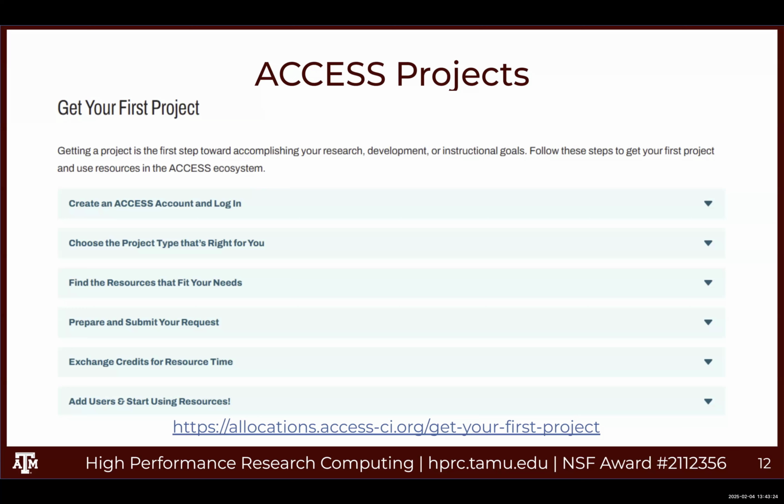Then you figure out the resource that fits your needs. In this case, we are particularly interested in ACES, and we'll talk briefly about our other two resources that we have on ACCESS. And then preparing and submitting your request. So we're going to look at what is required for each of these types of projects before you can submit a request to get your own allocation.